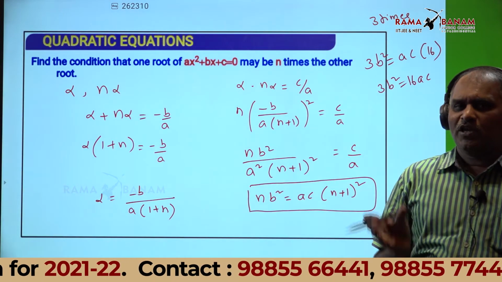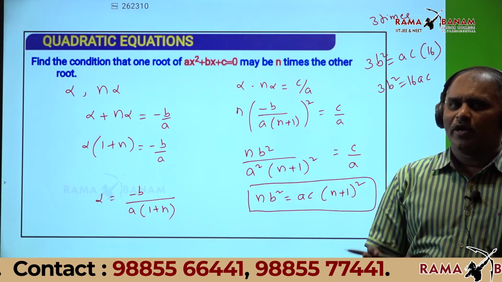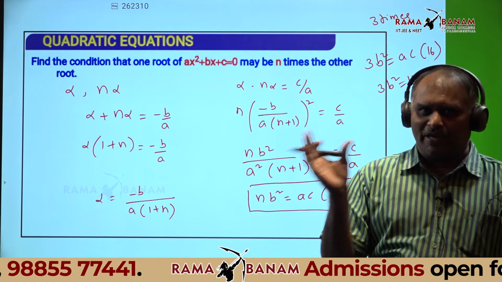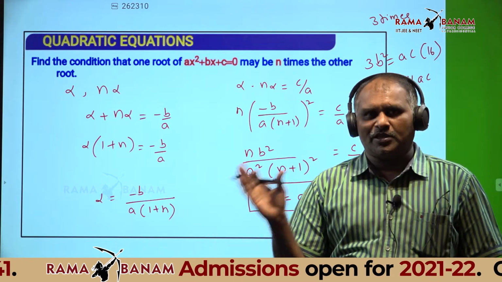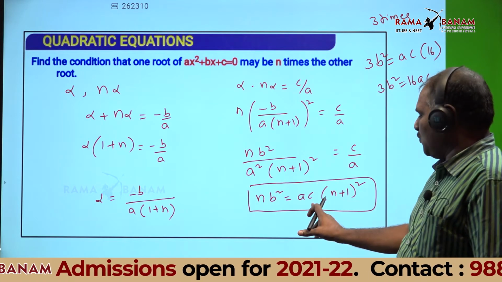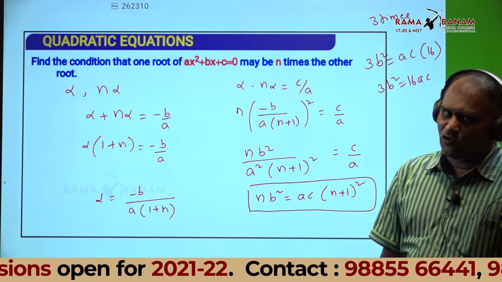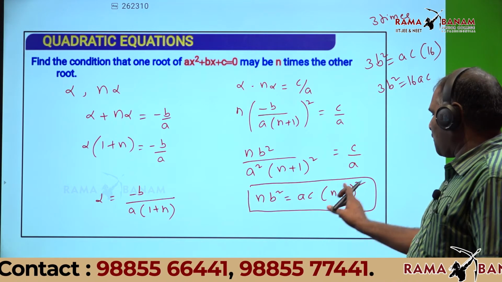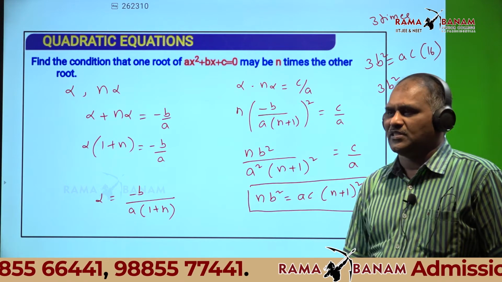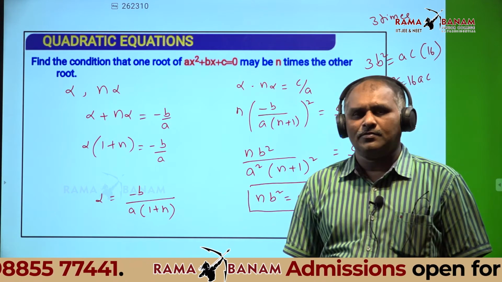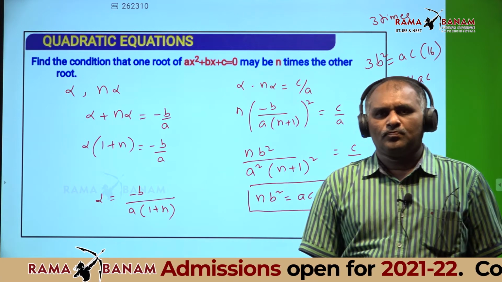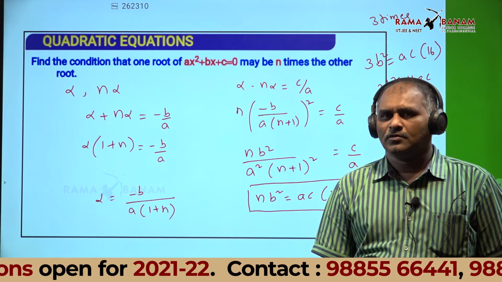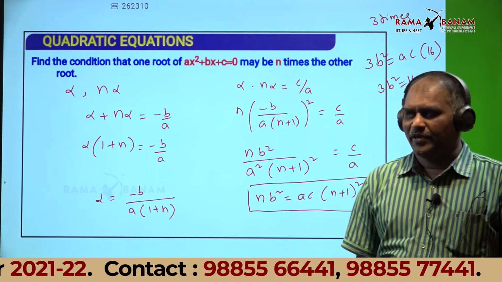Like this, if in any equation one root is n times the other, one root is 5 times the other, one root is 4 times the other, what is the condition? If you remember, you can easily identify it: nb square is equal to n plus 1 whole square into ac. Do you understand? Any doubt? Okay, do it.